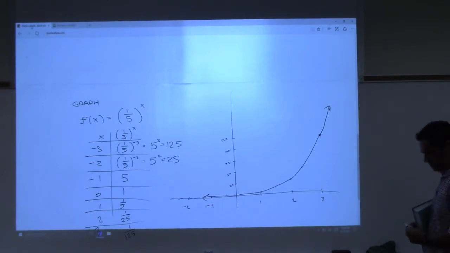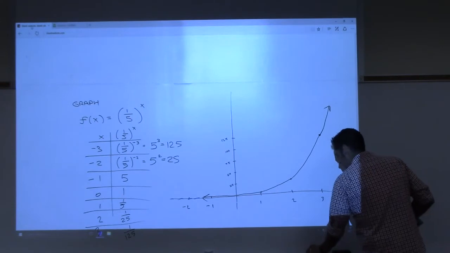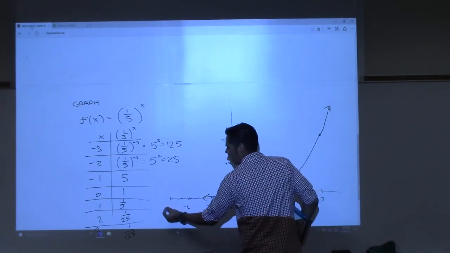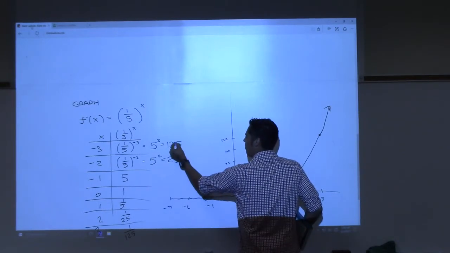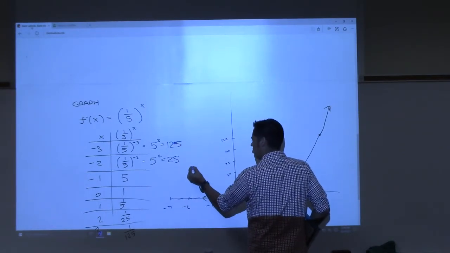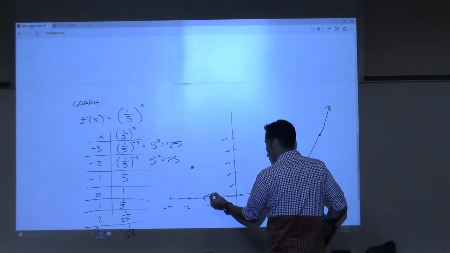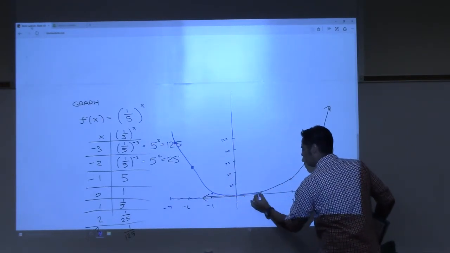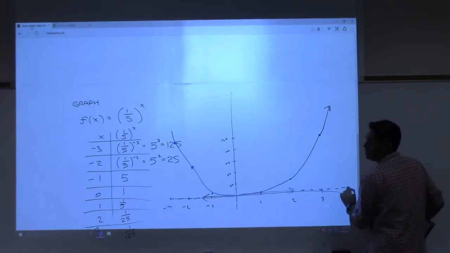I mean, kind of. What is it compared to the one that's up here? It's like the opposite, right? At -3, it's up here at 125. At -2, it's at 25. At -1, it's at 5. And this graph, as you move to the right, goes like this. And it has a horizontal asymptote that way.